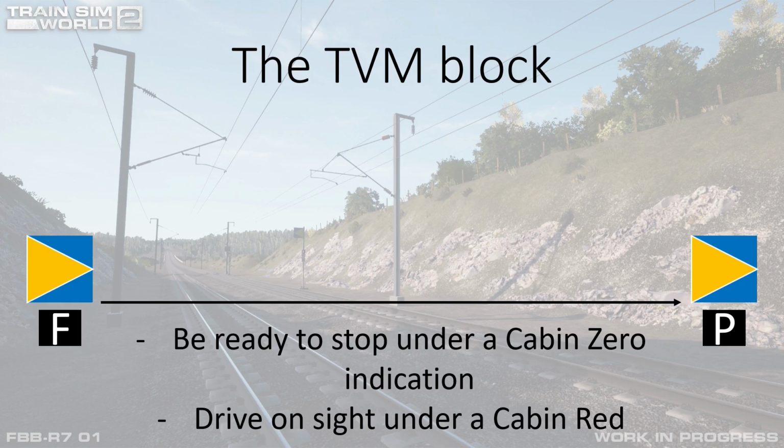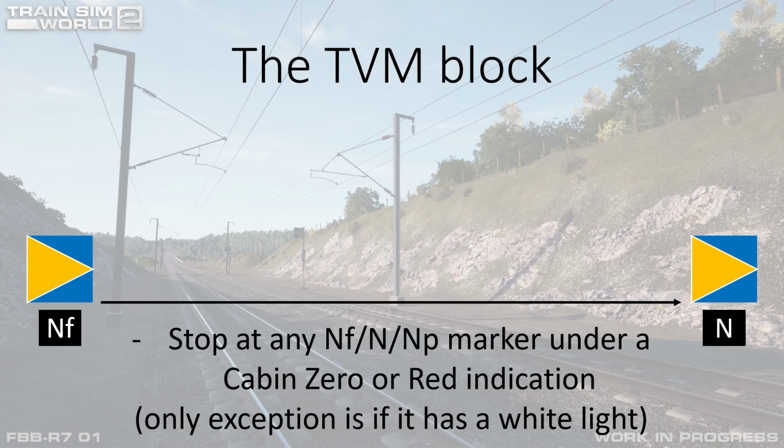With all of that said, you still need to be ready to stop under a cabin 0 indication, you still need to drive on sight under a cabin red, and lastly, you need to stop at any NF, N, or NP marker under a cabin 0 or red. The previous cases were only done under permissive aspects from the TVM boards. You still need to consider whether the TVM board is a permissive one or not. The only exception is when the non-permissive TVM aspect has a white light lit up to it, or two in the UK.